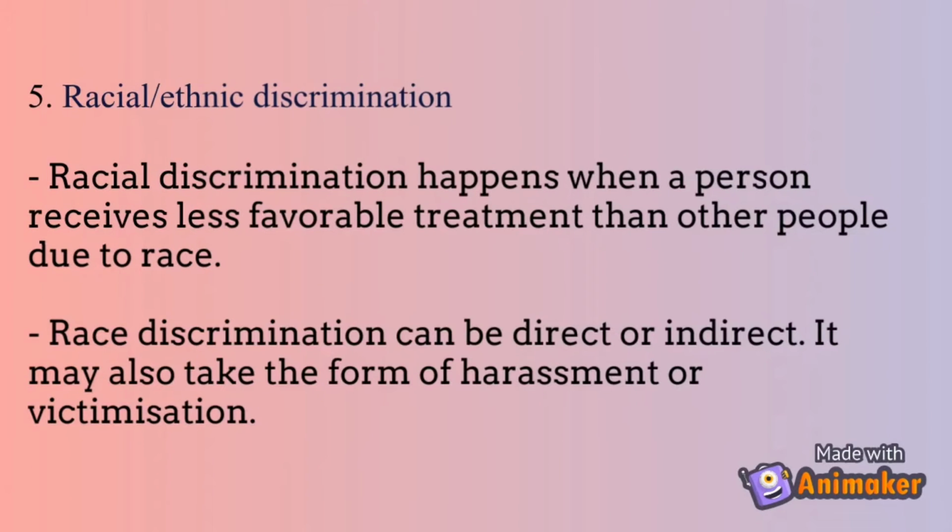Lastly is racial or ethnic discrimination. Racial discrimination happens when a person receives less favorable treatment than other people due to race. Race discrimination can be direct or indirect. It may also take the form of harassment or victimization.